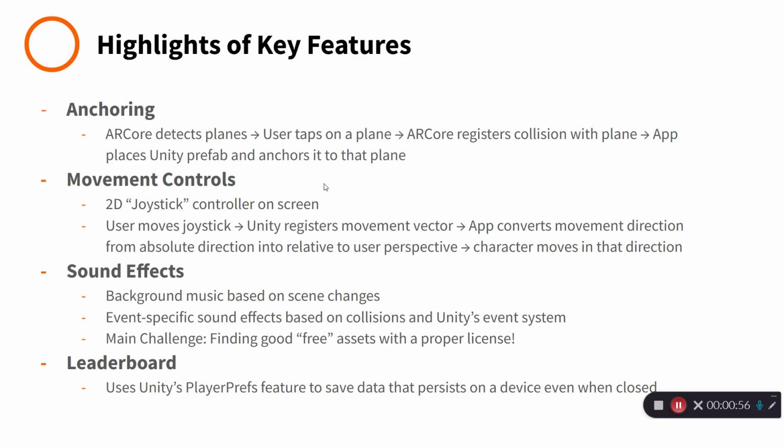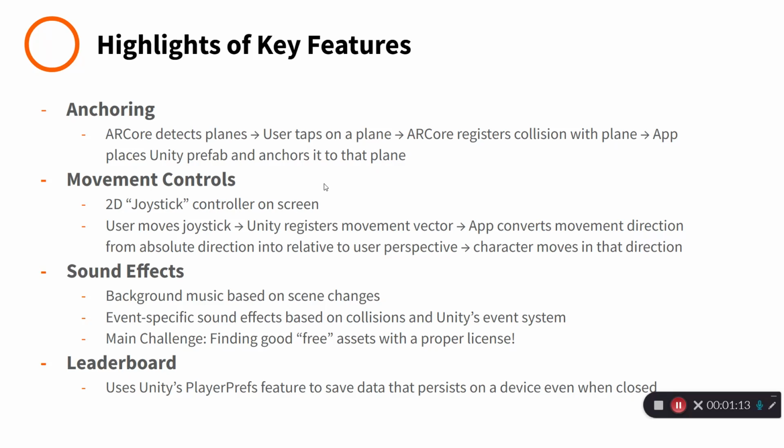Here are some of the key features that I implemented. As mentioned before, the anchoring. How this works is that AR Core detects the planes, and the user will tap on a plane. The AR Core will register a collision with that plane, and our app logic will place the Unity prefab and anchor it to that plane, making it robust as the user keeps moving around the environment.